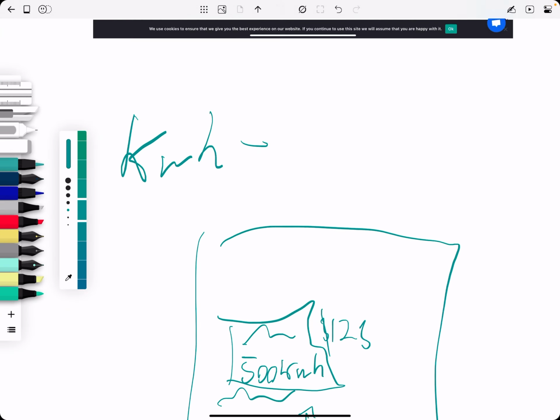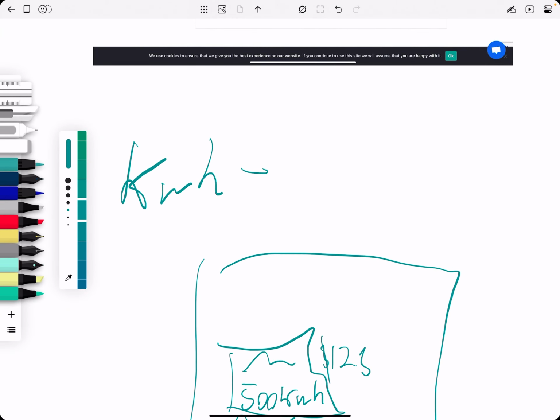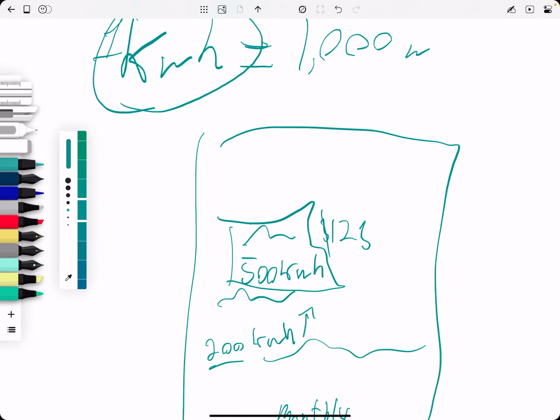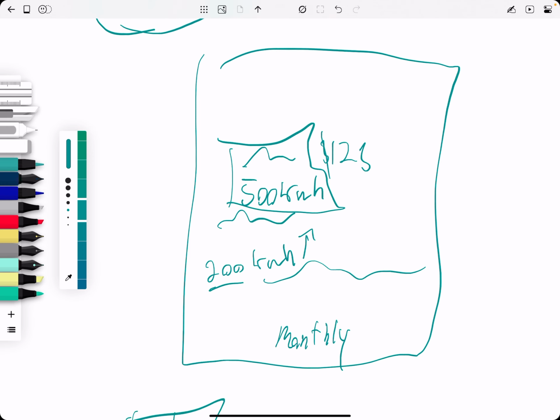Okay, so we're going to talk about kilowatt hour, right? What the heck is this? Well, 1 kilowatt hour is equivalent to 1,000 watts, right? So for you to get an idea of this, you can look at your bill.